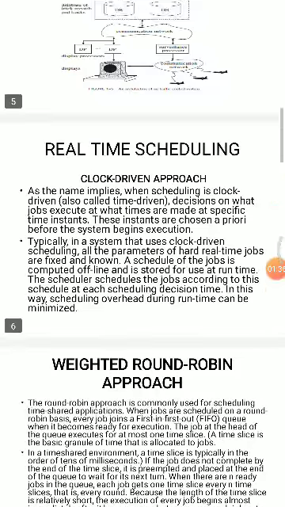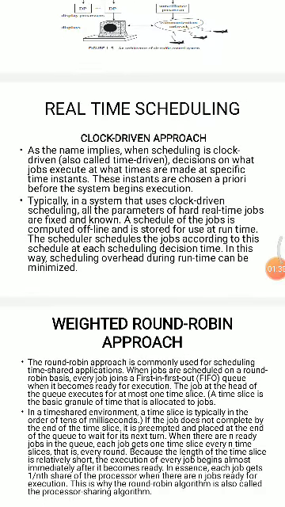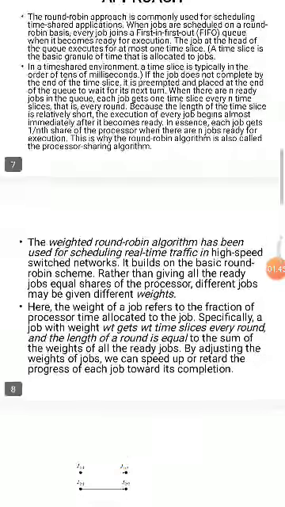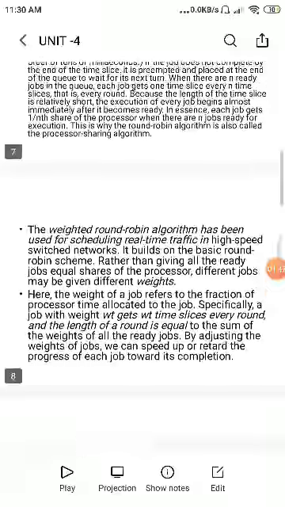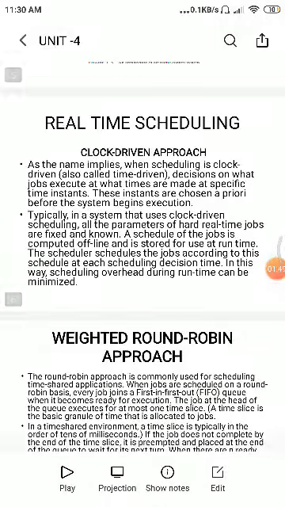The next one is real time scheduling. In real time scheduling we have a variety of approaches: the clock driven approach, the weighted round robin approach, and the priority driven scheduling approach. Real time scheduling means, first, the clock driven approach, as the name implies. When scheduling is clock driven, also called time driven, decisions on what jobs execute at what times are made at specific time instants. These instants are chosen a priori, before the system begins execution.